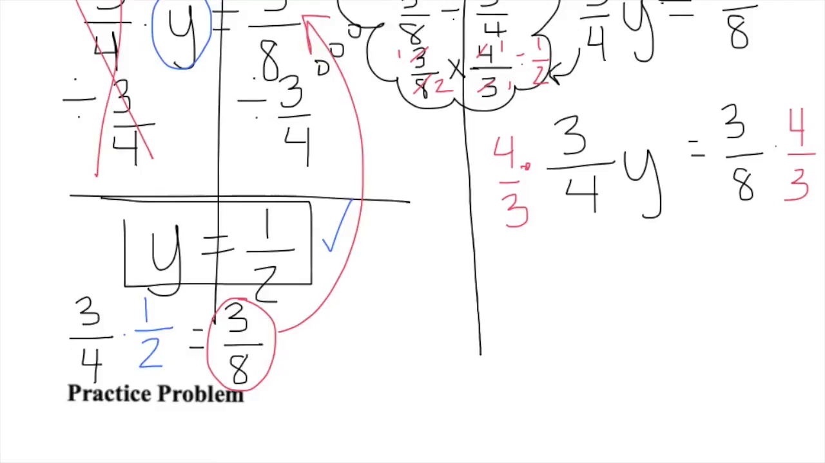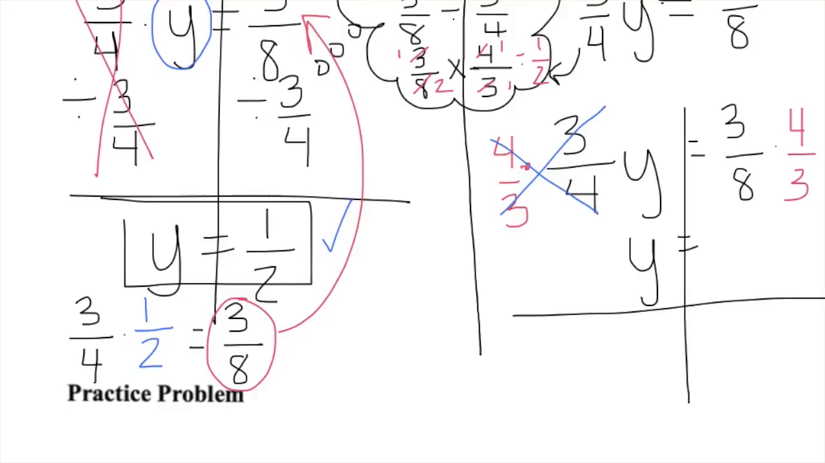Alright, when I do that, I've got a 4 and a 4 and a 3 and a 3. Those all cross simplify to 1. So y is left on the left-hand side. And then I have a 3 and a 3. Those cross simplify to 1. And then a 4 goes into 8 twice. So that would be 1/2. I still get y equals 1/2 as my solution.